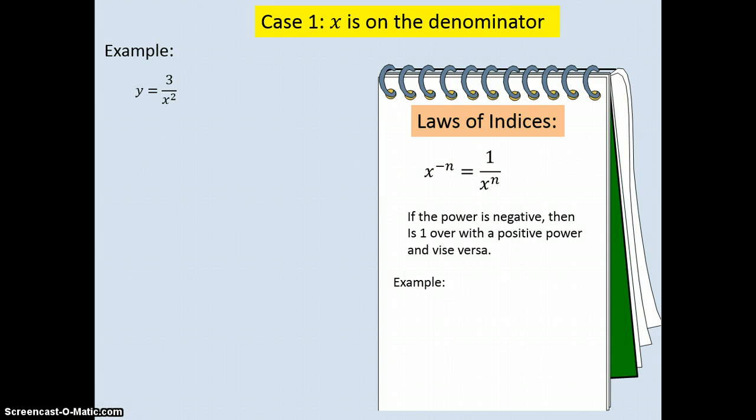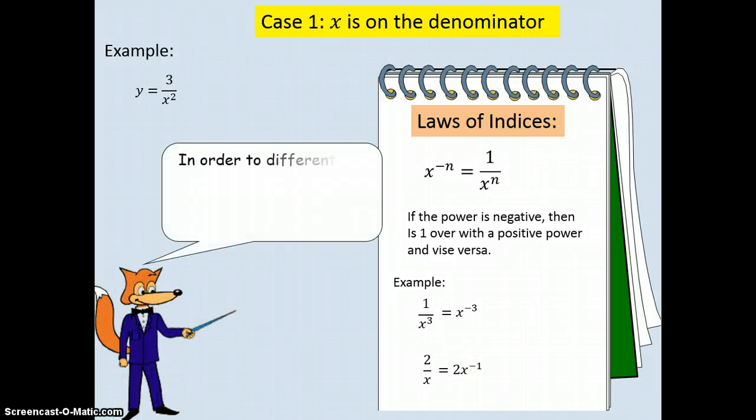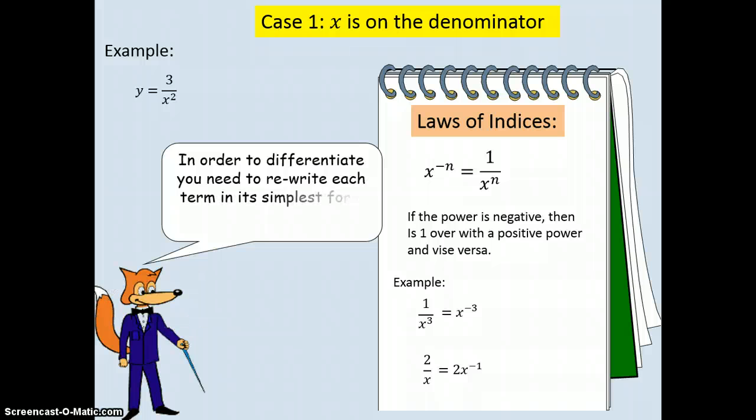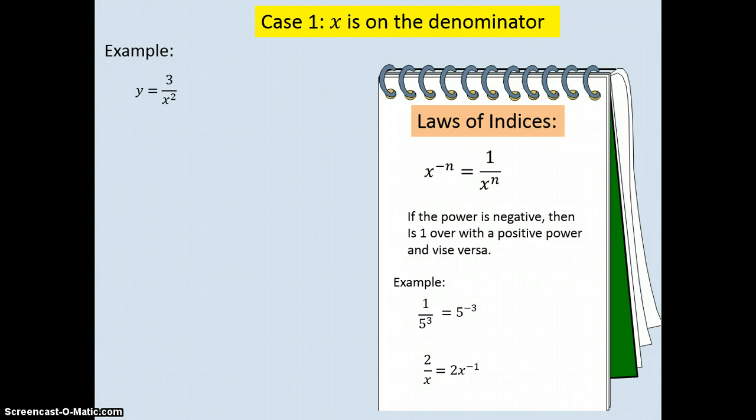For example, if we have 1 over x to the power of 3 and we need to bring the x to the power of 3 to the numerator, we change the sign of its power and get x to the power of minus 3. And 2 over x, we bring the x to the numerator, so it's 2x to the power of minus 1. So let's rewrite this equation. X to the power of 2, if you bring this to the numerator, becomes x to the power of minus 2. And now you can easily differentiate by bringing the minus 2 times 3, and it gets minus 6x to the power of minus 3.